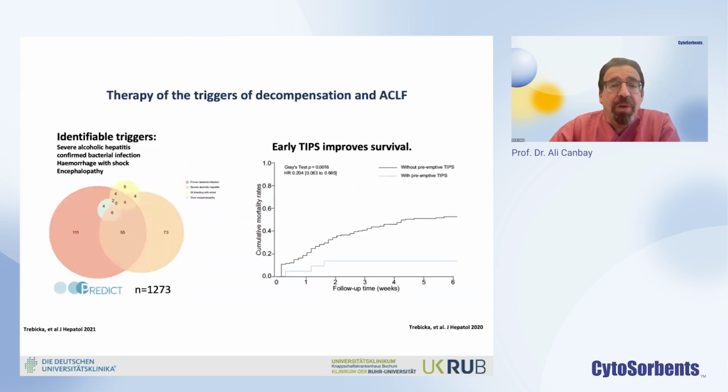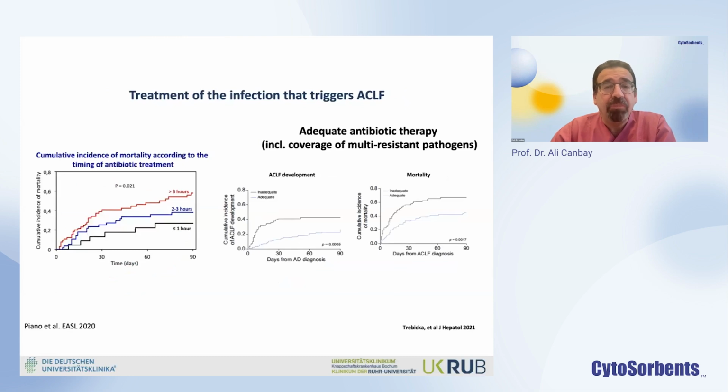So the triggers of decompensation of ACLF, in some cases, are like severe alcoholic hepatitis, bacterial infection, hemorrhagic shock, and encephalopathy. They are triggers for decompensation, or are associated with decompensation. And then there was a publication also showing that early TIPS improved survival in this kind of patient.